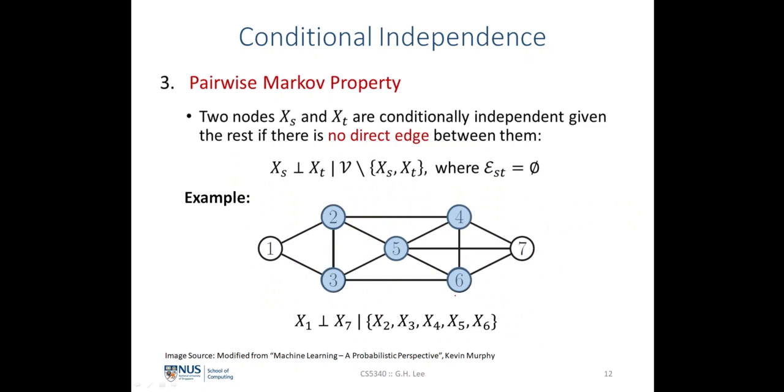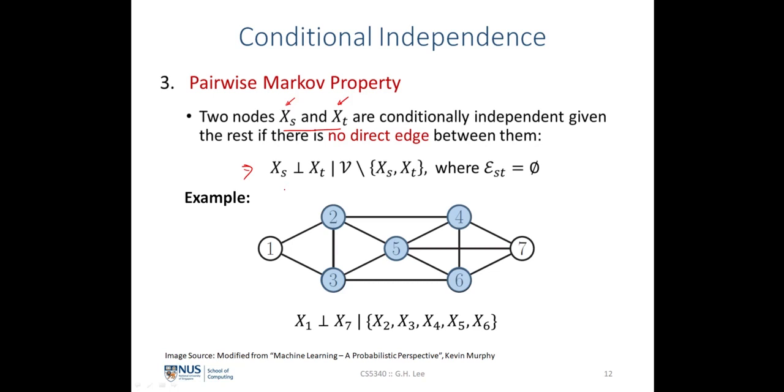Now the last Markov property that we are going to look at is the pairwise Markov property. In this case, we will look at two nodes that are represented as xs and xt respectively. So in this case here, xs and xt are not sets of nodes, they are individual nodes. So this is one random variable, and this is also one random variable in the graph. So we say that these two random variables are conditionally independent given the rest if there's no direct edge between them. Otherwise, it's also expressed as this particular conditional independence expression over here.